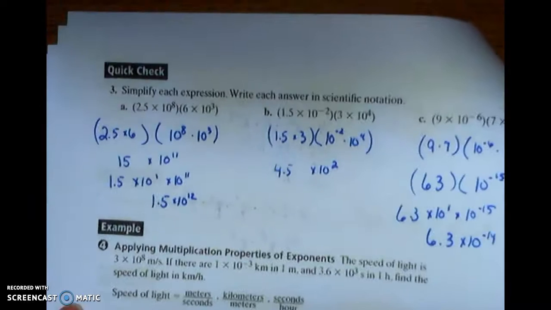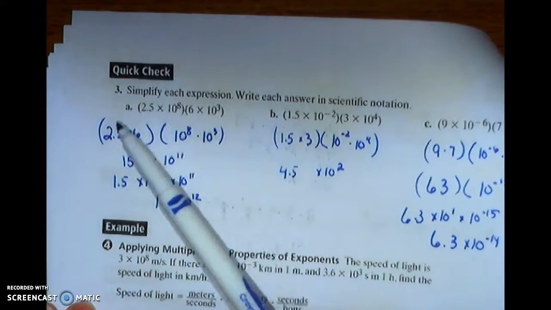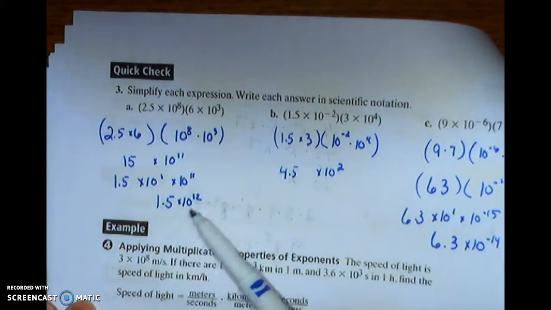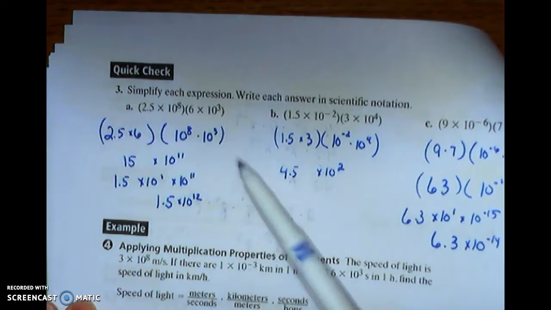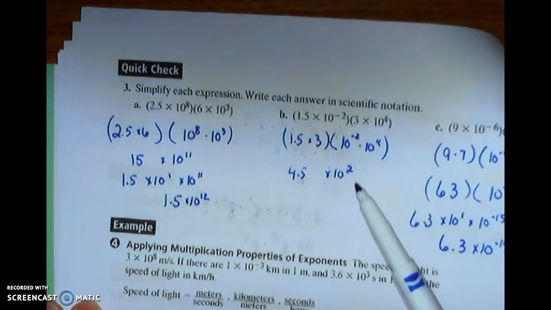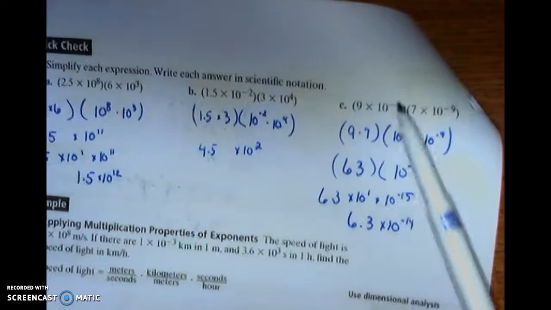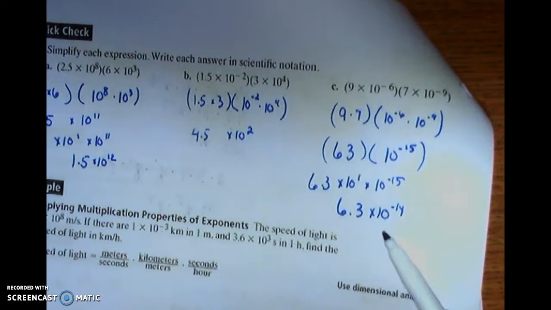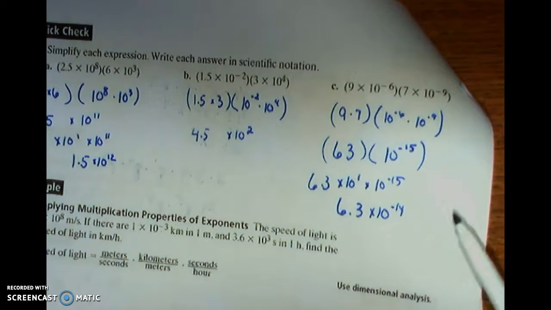Okay, so here we go. In example 3A, we have 1.5 times 10 to the 12th. Check your work. Here's my work here. Okay, in example B, we end up with 4.5 times 10 squared. And then in example C, we have 6.3 times 10 to the negative 14th. Okay, if you've got any questions on those, please make sure you email me.